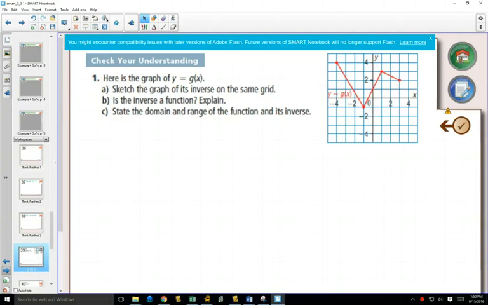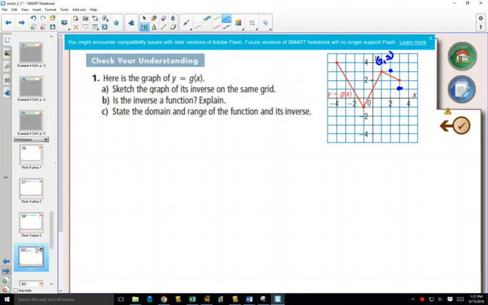So they gave us a graph of g of x. They asked us to graph the inverse. So again, that's all we're going to do. What's going to happen to this point (3, 2)? (2, 3). What's going to happen to the next point here? (1, 3) becomes (3, 1).